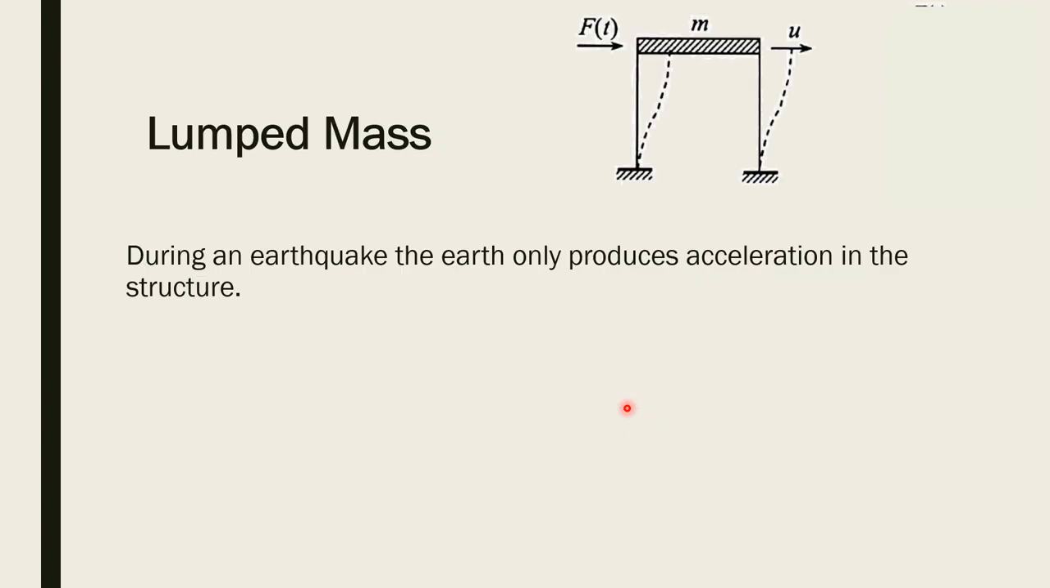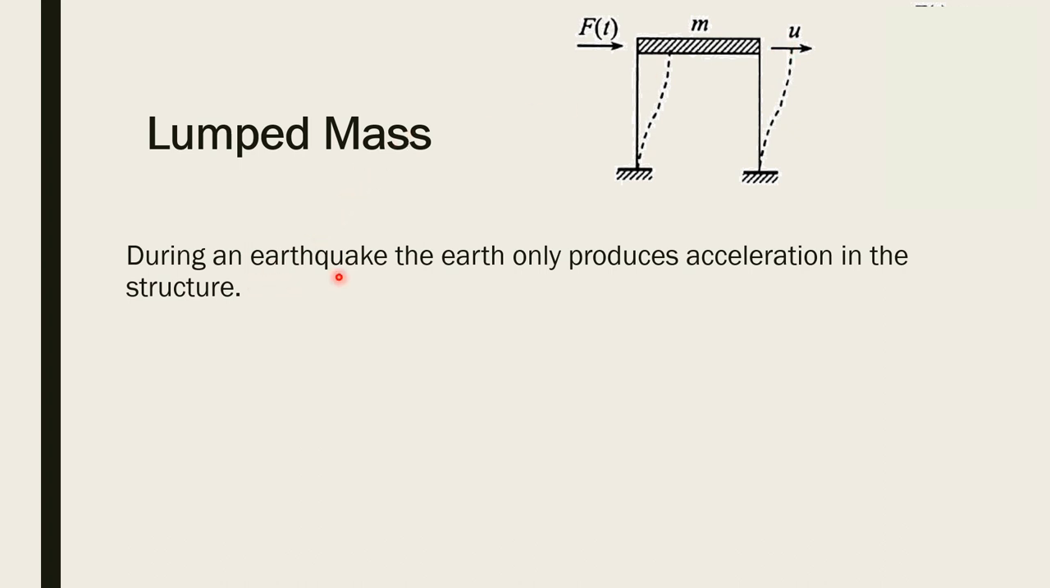Before starting the derivation, there are some terminologies, like lumped mass. What is lumped mass? Here is a simple one-story building. One column, second column, these are supports, and this is the story slab mass, M. Here a force is applied, and the force depends on time. Why is that? Because this is a dynamic force, and dynamic forces are dependent on time. Due to the application of force or excitation, the model moves horizontally. That is the displacement u.